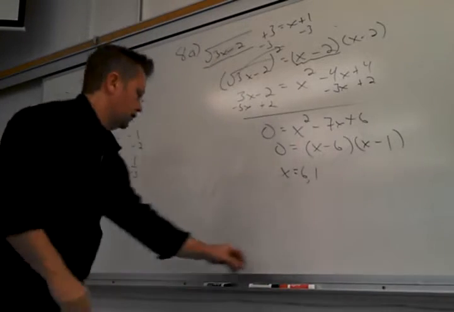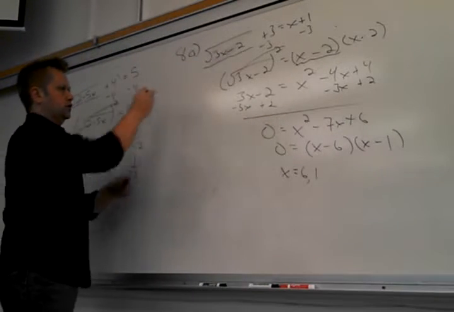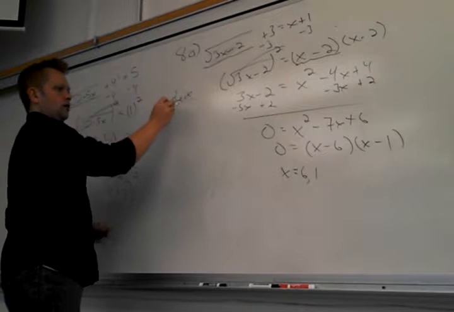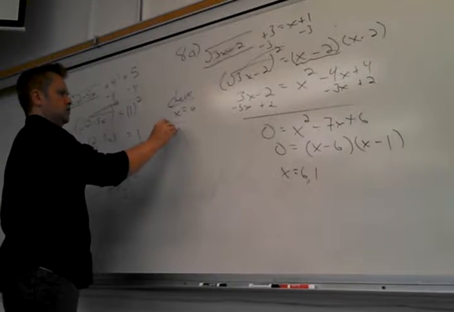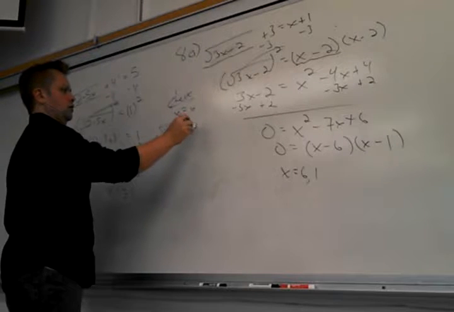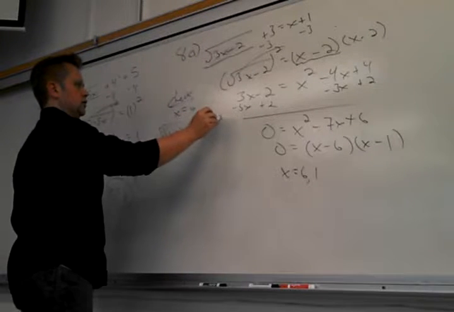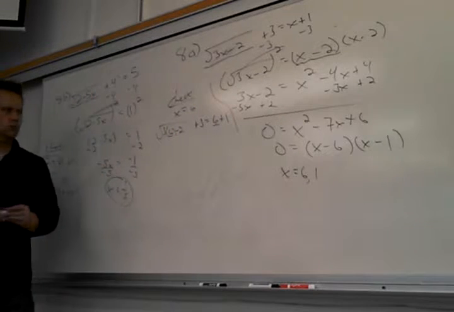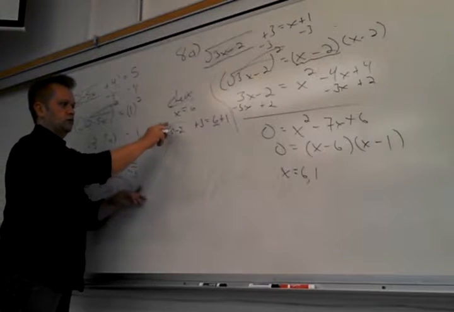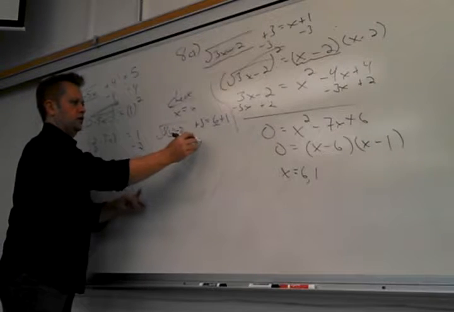Alright, so when you go to check these, let's see what this looks like. X is 6. This would be square root of 3 times 6 minus 2, plus 3, which is supposed to be 6 plus 1. I plug a 6 wherever there's an x. So 18 minus 2 is 16. Square root of 16 is 4. 4 plus 3 is 7.